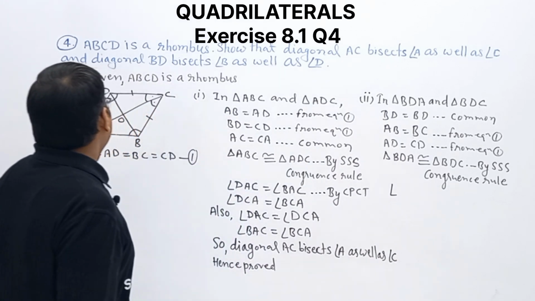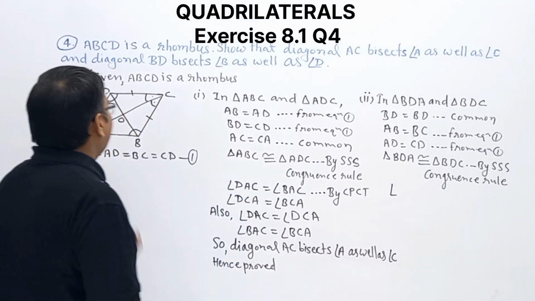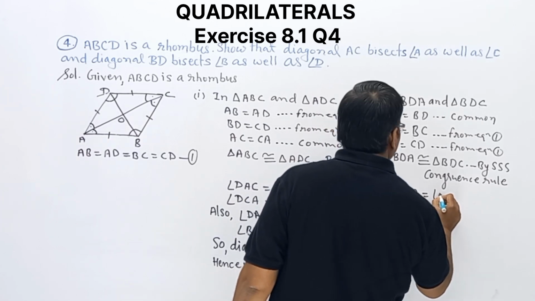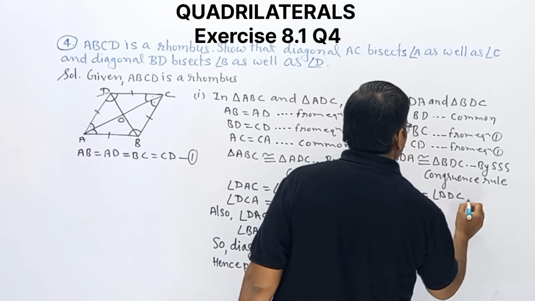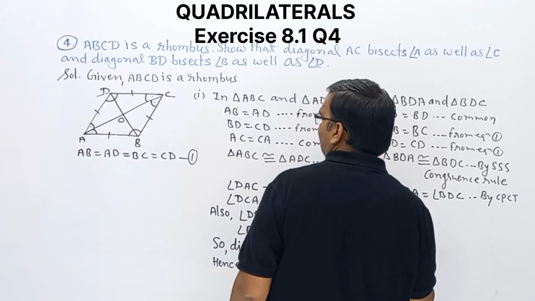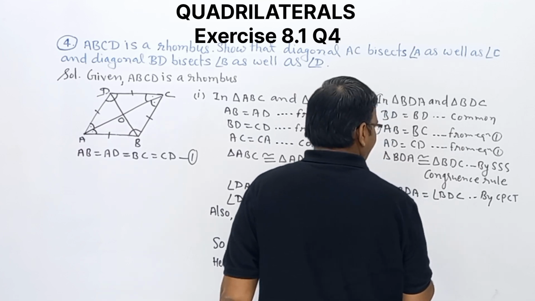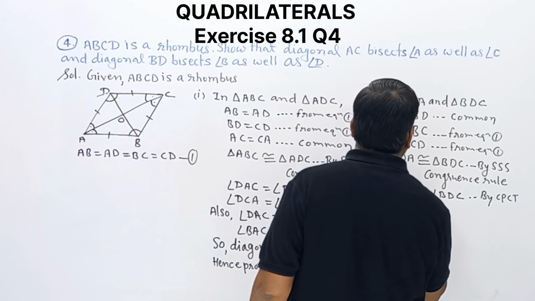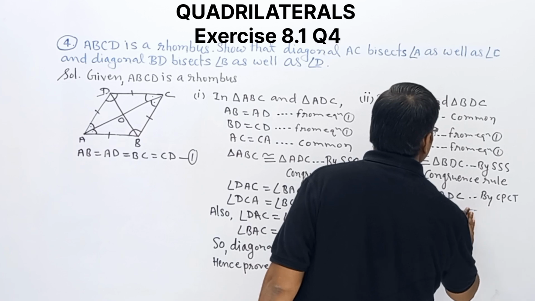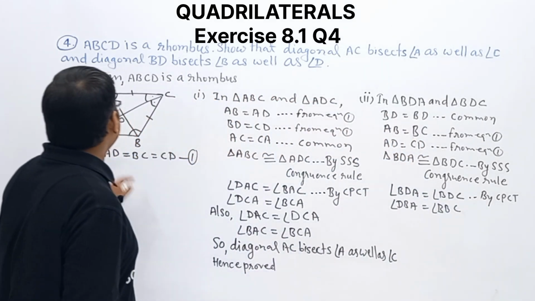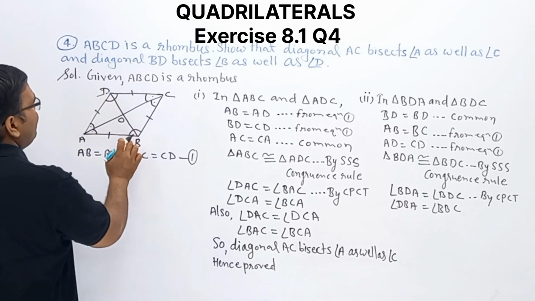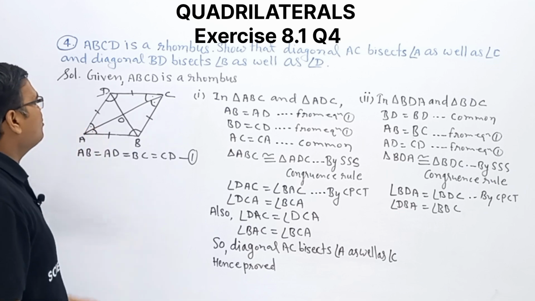corresponding angles? Angle BDA equal to angle BDC by CPCT. Clear? Another thing, angle DBA equal to angle DBC. This is also from CPCT. So from the CPCT, we proved that triangles BDA and BDC, these two triangles, are congruent.